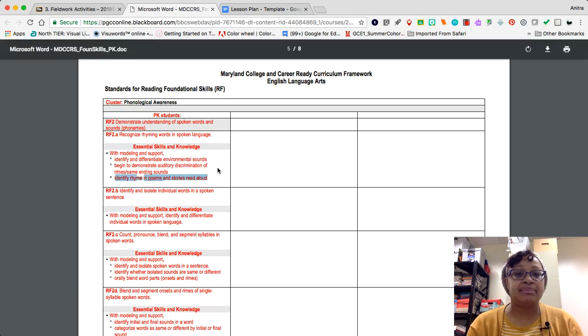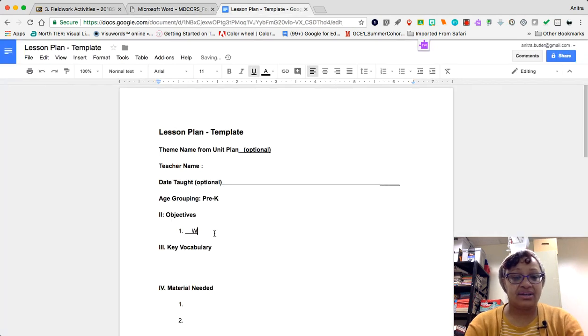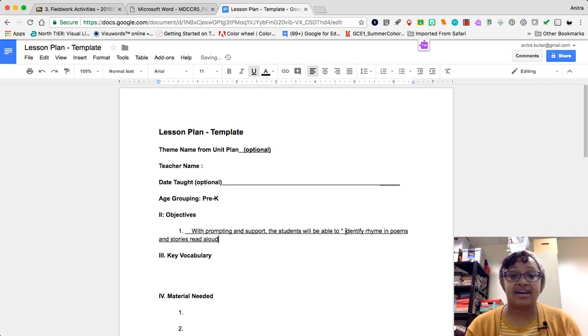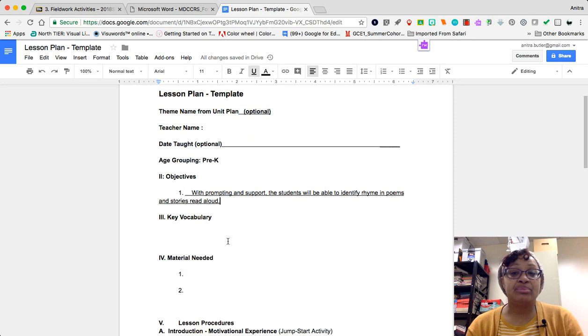Okay, so let's copy that, and I'm going to paste that right here with prompting and support. You can say my students or the students will be able to identify rhyme in poems and stories read aloud. Okay, so then that's my first thing. Only pick one objective. To be an effective lesson and to be able to measure it, it's easier to measure one objective than two or more.